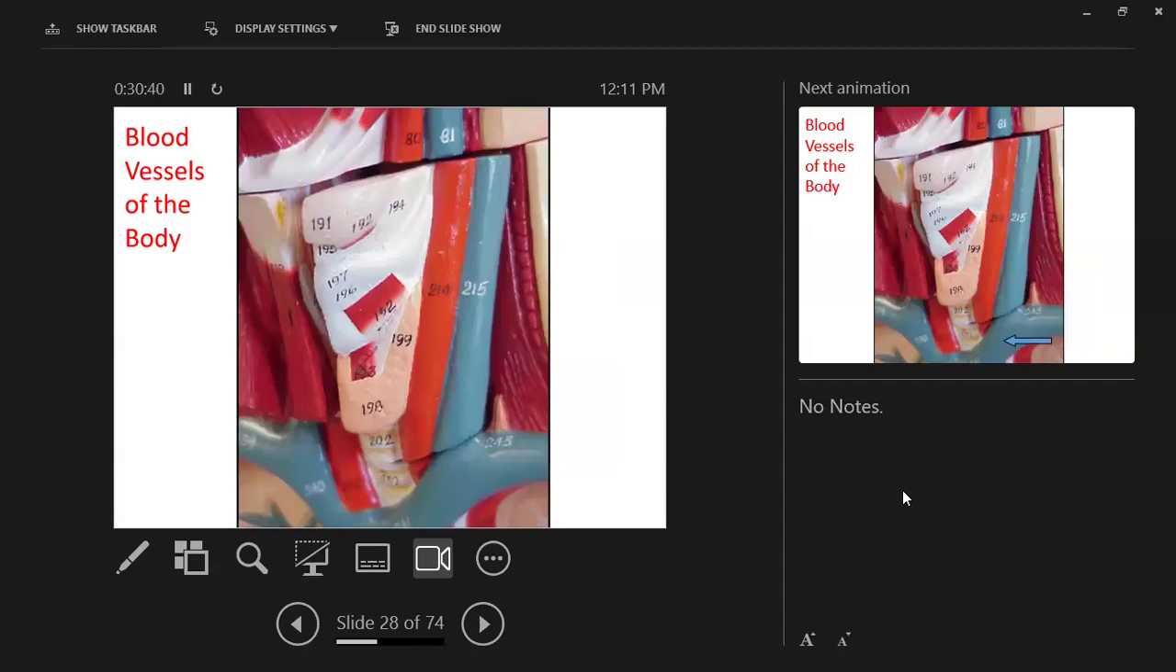So now we're going to look at the vessels in the body. We have several models here around, but the first thing you're seeing is the area right around the cervical region here in the neck. You're going to see some of the largest vessels in here. The blues are veins and the reds are arteries, even though they don't really look like that for real.